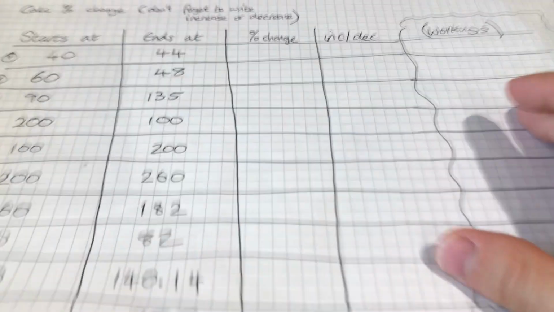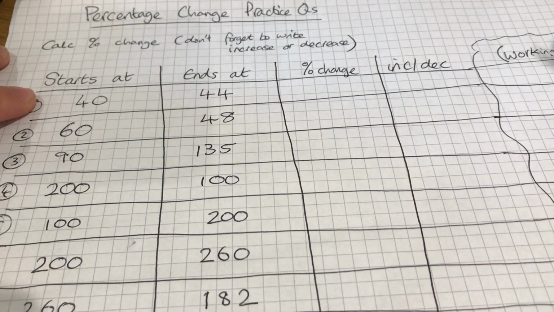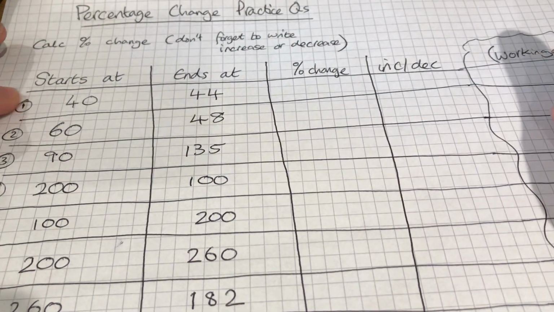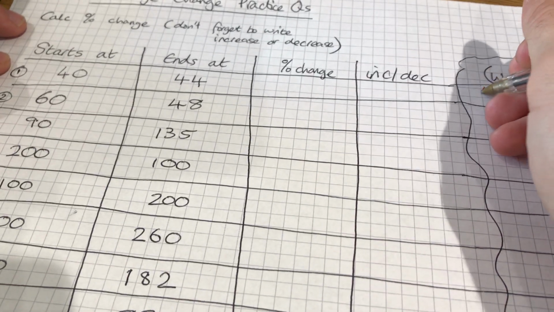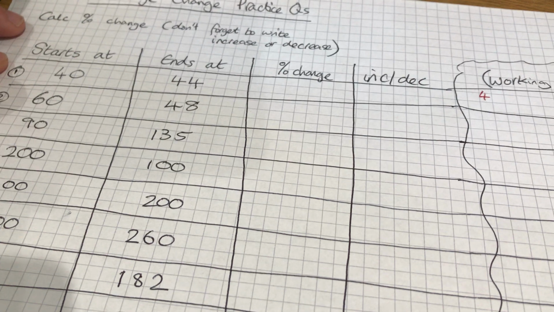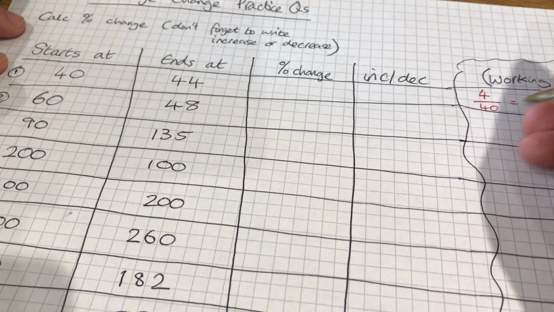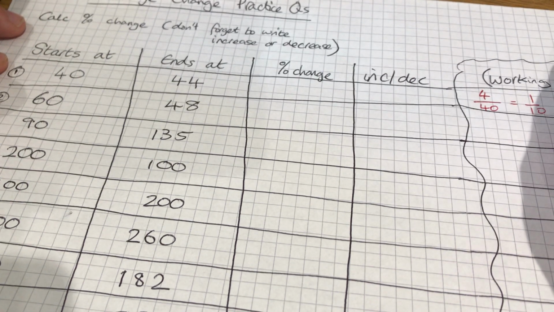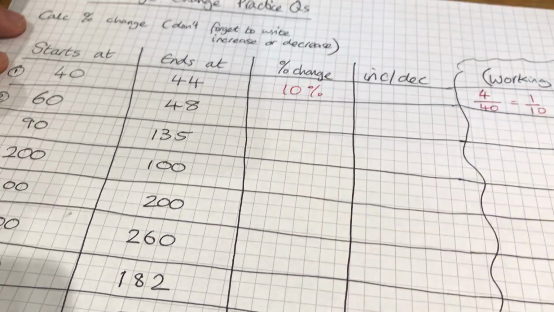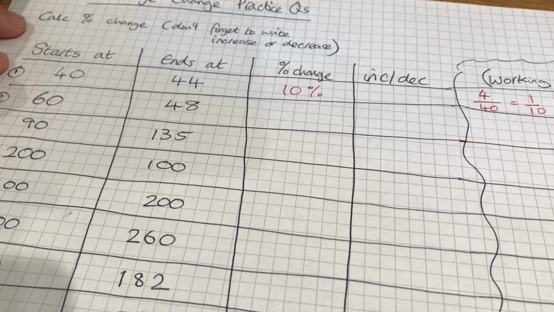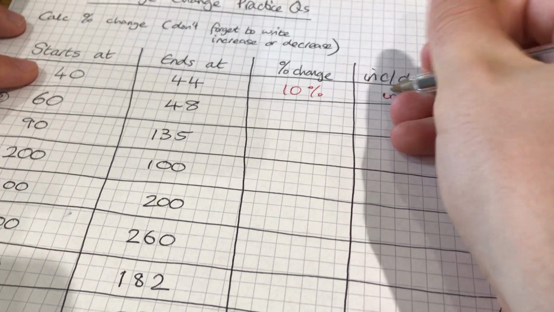Okay, so it starts at 40, ends at 44. That is an increase of 4, and the change is 4, the original is 40, that simplifies to 1 over 10, which we know is 10%, so I'm going to write 10 there, or 10%. Don't forget to work out whether it's an increase or decrease. Of course it's gone up, so it's an increase.